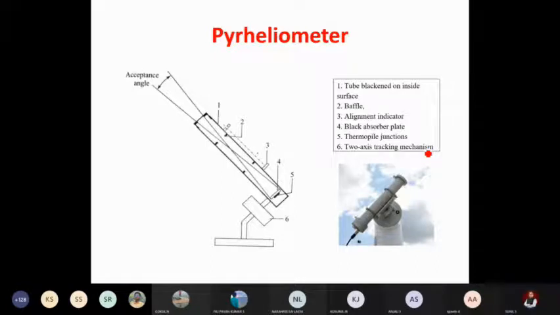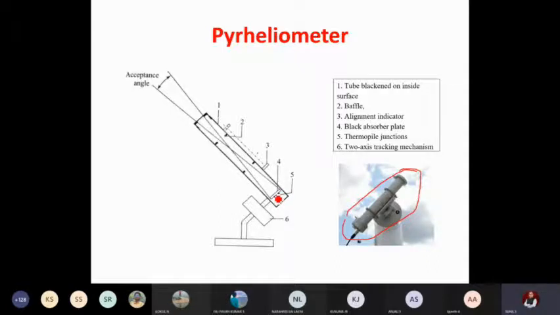Coming to the construction of the pyrheliometer, we have a tube. You can see in this sketch how the tube will be. The tube will be blackened inside, and there will be certain baffles. Whatever radiation is received will be reflected back many times, and finally it has to reach the black absorber plate.